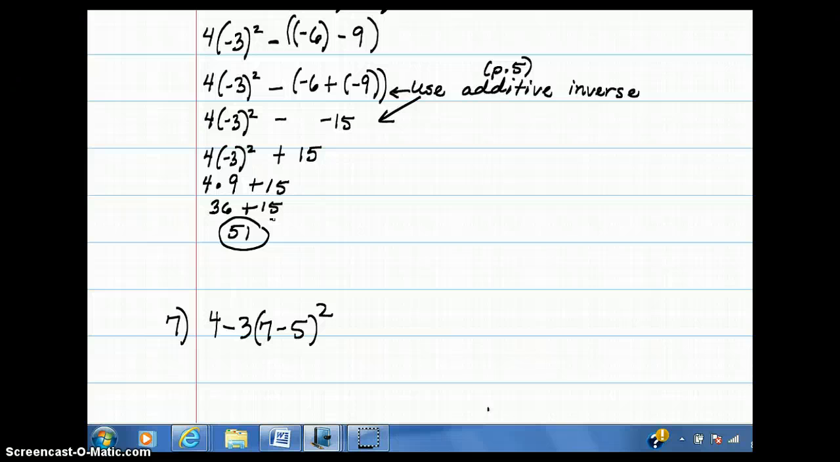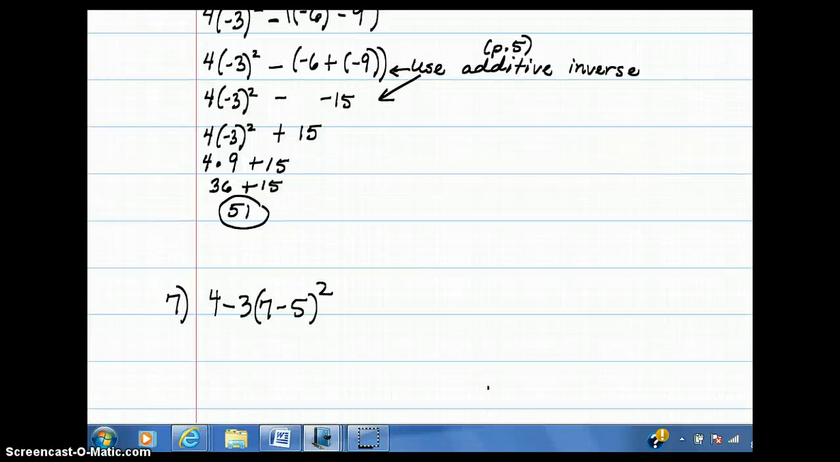You're going to write the next problem from the check for understanding on page 10, which is 4 minus 3 in parentheses 7 minus 5 squared. In order of operations, grouping symbols, parentheses come first. 7 minus 5 is 2. That is taken to the second power. We bring down the 4, the subtraction, and the 3. Going on with order of operations, powers come before subtraction and multiplication. 2 to the second power is 4. Bring down the multiplied by 3, subtraction, and the 4.